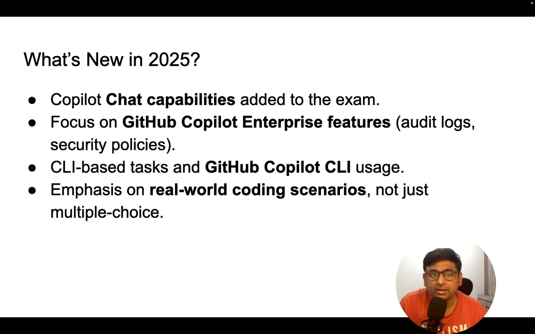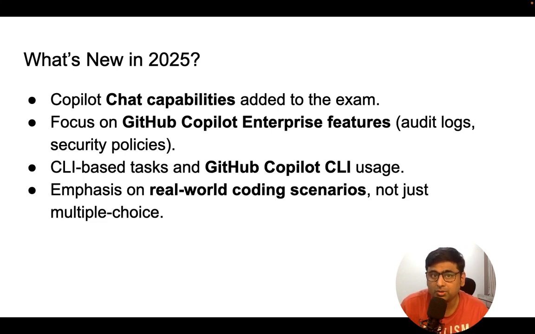Now let's see what is new for this certification in 2025. What's new in GitHub Copilot certification in 2025? If you're not aware, GitHub Copilot has added chat capability to the exam. What this means is you need to do more practice on the GitHub UI, which lets you chat with GitHub Copilot to ask questions and engage in a conversation. In the chat, you give the prompt and you get an answer.